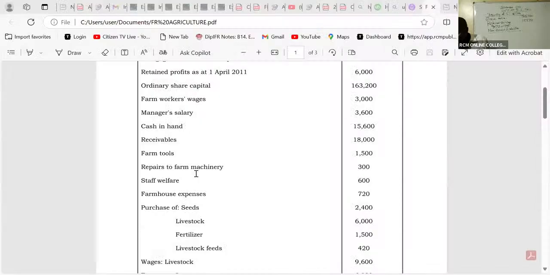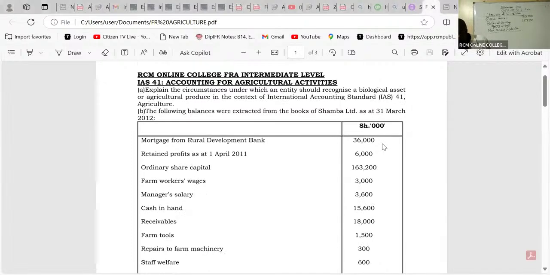If you look at your trial balance, there's a place where we have mortgage for the farm. Nothing really is happening there. We simply pick it. So mortgage of 36,000. We don't have any other non-current liability. So then we have the current liabilities.